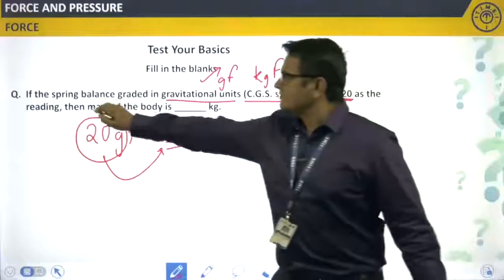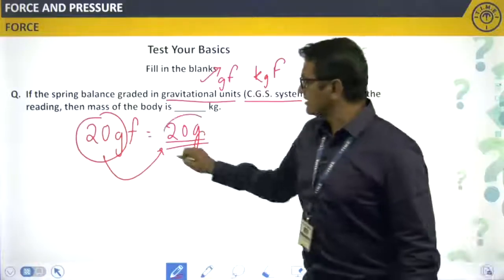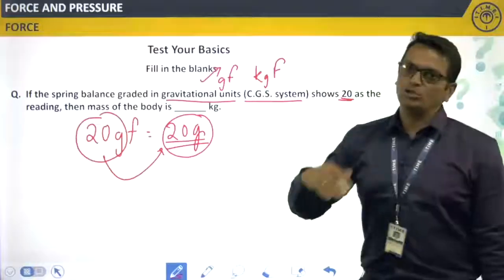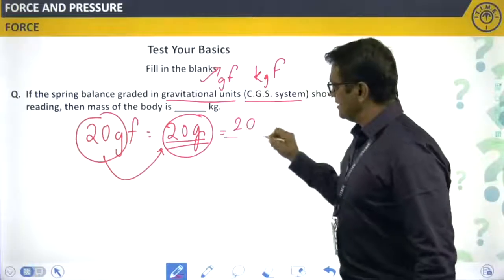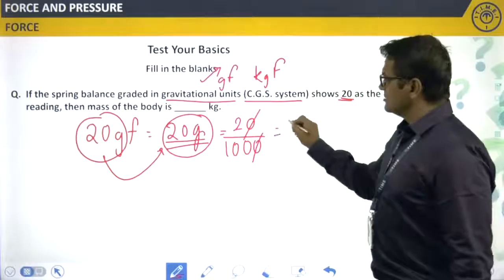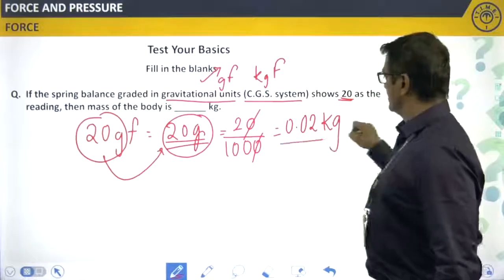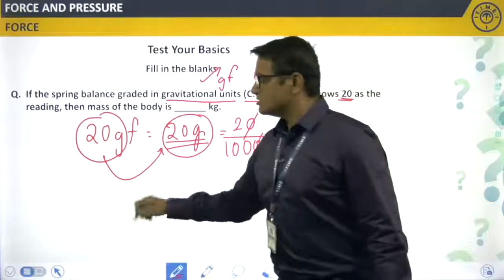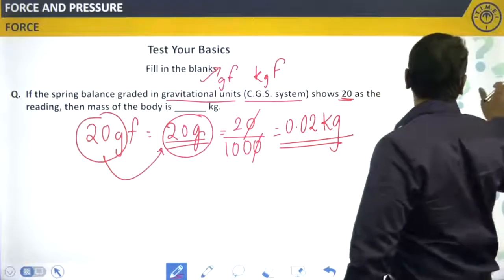Then the mass of the body is dash kg. Convert this into kg. How do you do that? You divide it by 1000. So you have 20 divided by 1000. You get 0.02 kg. Clear? So the answer is 0.02. Let's see the next question.